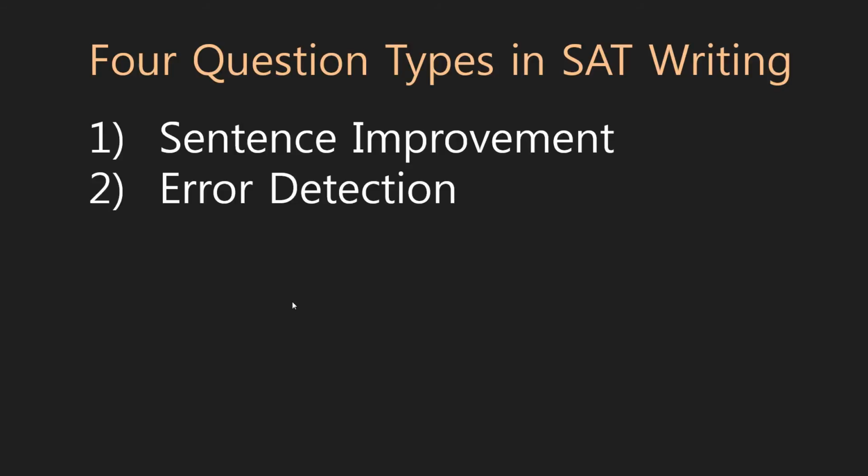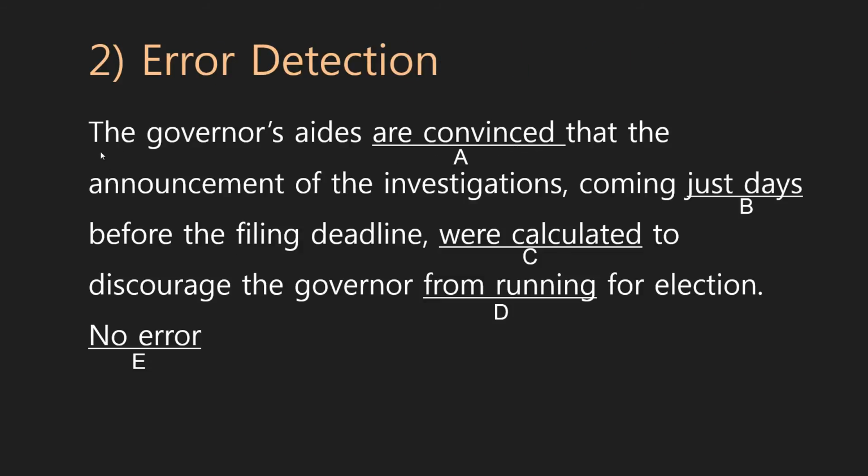Okay, the second type of question is error detection. It's also based on a sentence, but in this case, you're given one sentence with multiple parts of that sentence underlined. Your job is to pick which of the underlined sections contains an error.